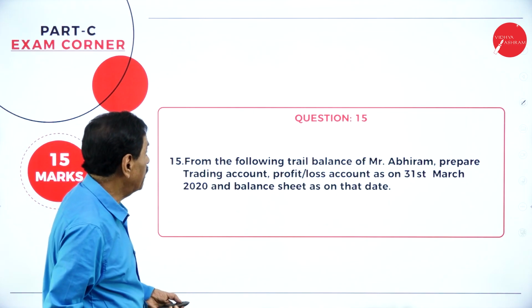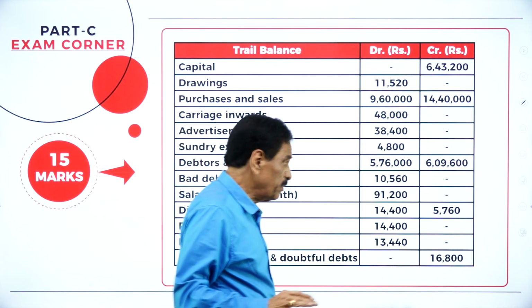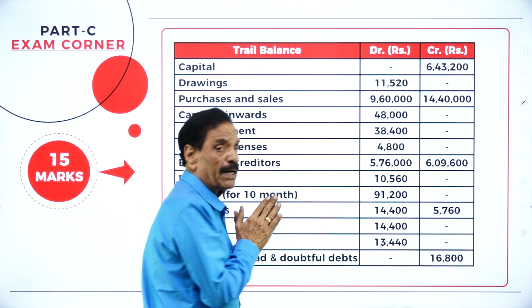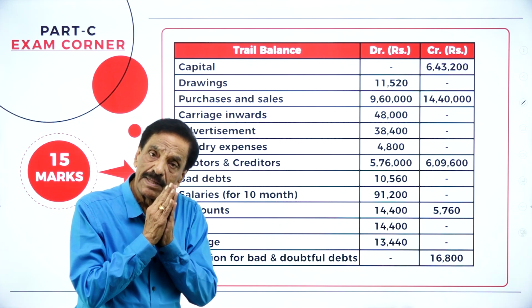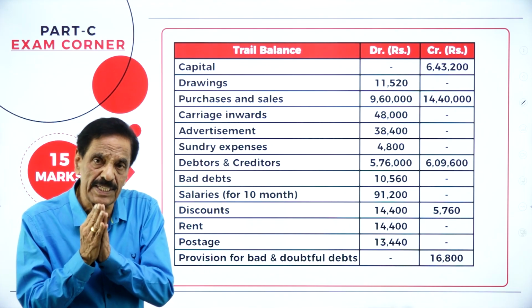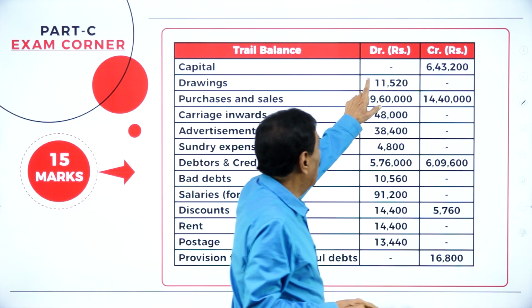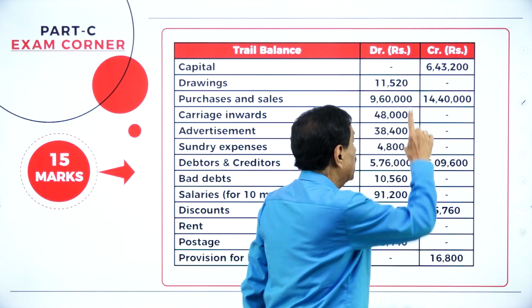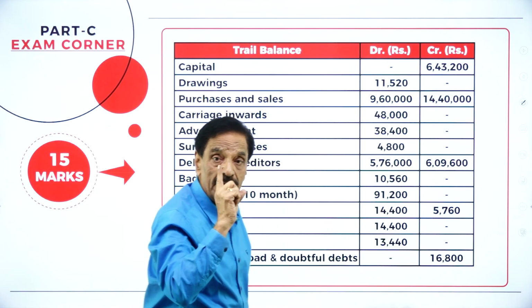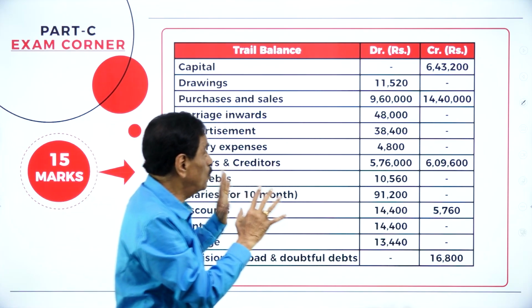So they will give the trial balance. You must remember this. The trial balance has two sides: one is called the debit side and the other is called the credit side. The debit side shows assets and expenses. The credit side shows incomes and liabilities. I will repeat.